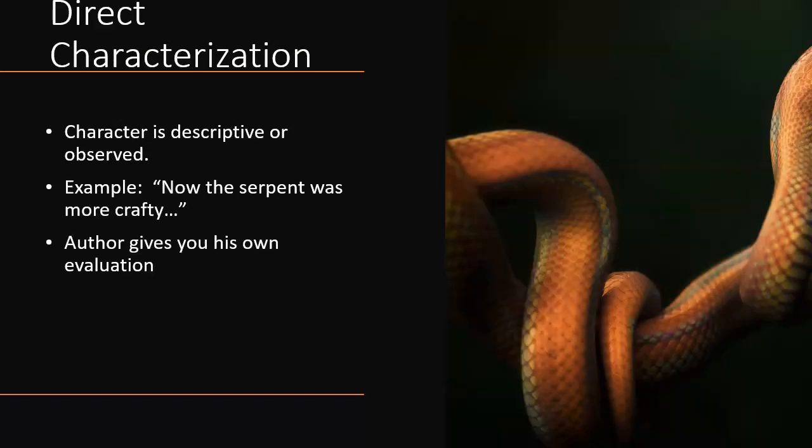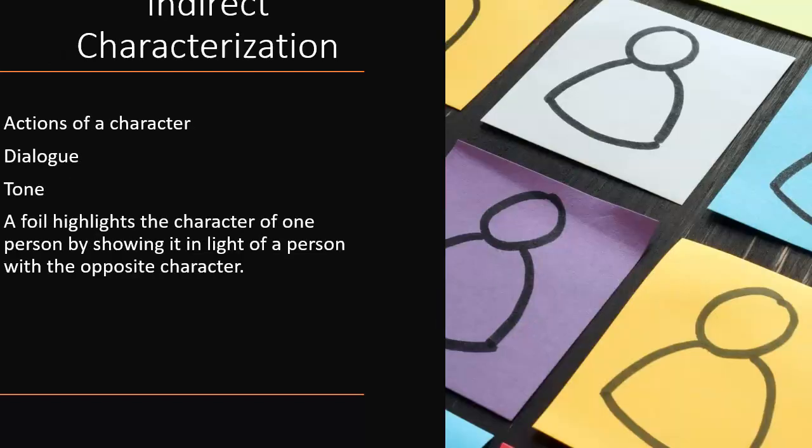Then there is direct characterization. Here the author is giving us his own evaluation. "Now the serpent was more crafty." See, it's just the narrator telling us what the character of the serpent is like. So sometimes there will be that direct characterization, and sometimes there will be indirect characterization. This you can see from the actions of a character.